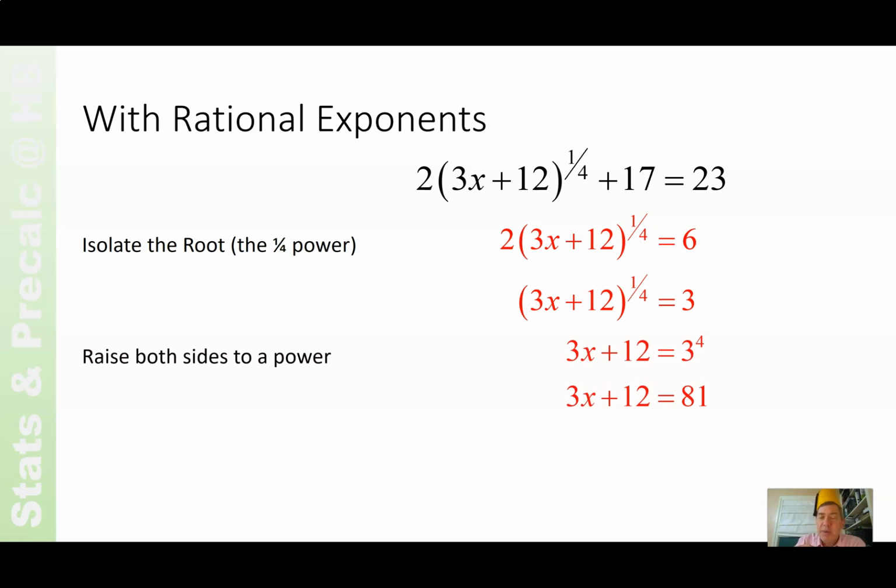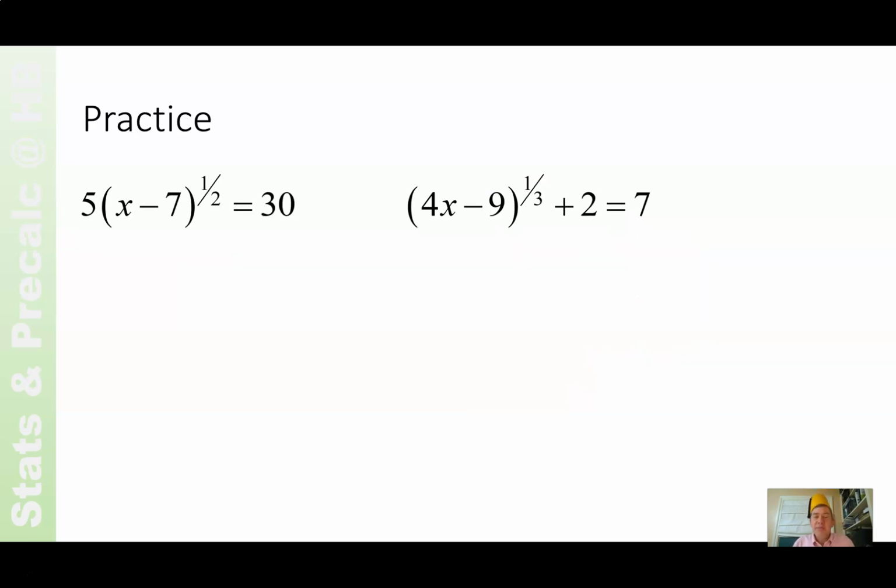Raise both sides to the power. In this case, it's the 4th power because we had the 4th root. So raise both sides to the 4th power. 3x plus 12 is 81. Do a little solving. And finally, check your answer. Try out a couple of these. And hit pause, and hit unpause when you've got them.